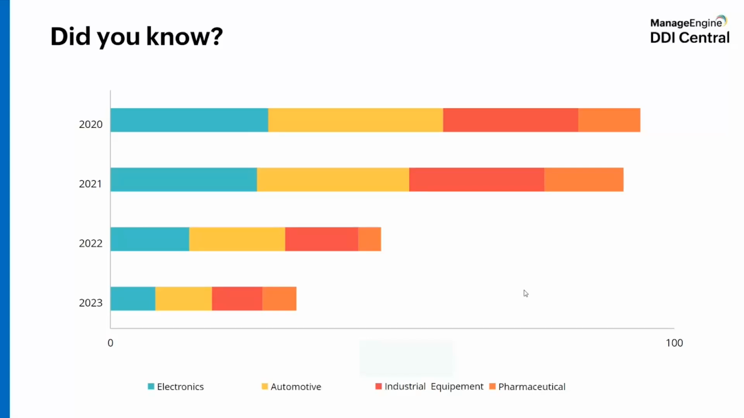In this bar chart, you can view that in 2020, manufacturing companies like electronics, automotive, industrial equipment, and pharmaceutical embraced the digital transformation to enhance their services, but faced a higher number of cyber threats and attacks, especially ransomware attacks. Ransomware is the most common type of attack faced by the majority of manufacturing companies.